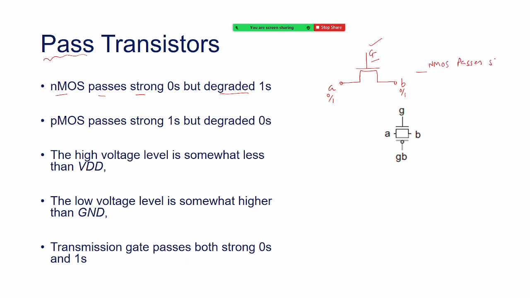passes strong 0. But what about the 1? When we apply a 1 at the input, and the gate is active, the transistor is switched on, we see that NMOS passes poor 1, or in other words, degraded 1. Now what is the meaning of this? Degraded means essentially we are having 0 or 1 as a data input, and on the gate we have a control. We are dealing with the logics 0 and 1.